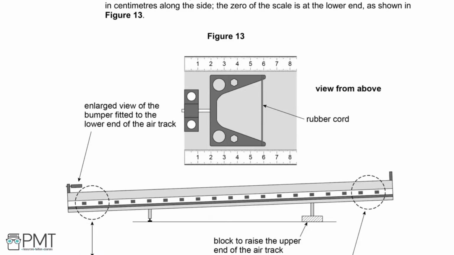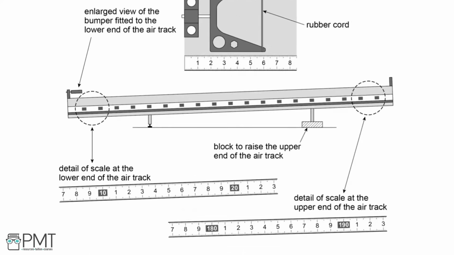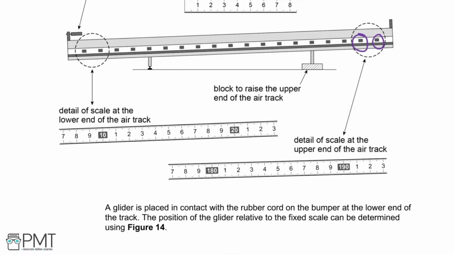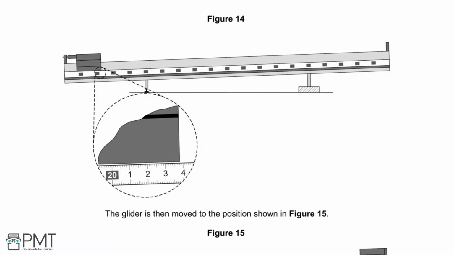So we can see that rubber cord from above, so it's kind of a top-down view. You can then see the side view of the track, which is raised on one side to create a slope. Those grey rectangles represent 10 centimeter markings. A glider is placed in contact with the rubber cord on the bumper at the lower end of the track. The position of the glider relative to the fixed scale can be determined using figure 14. So we've got figure 14 there, and you can see that the front end, so the end of the glider that's highest up, is currently at 23.8 centimeters. That's going to come in useful later.